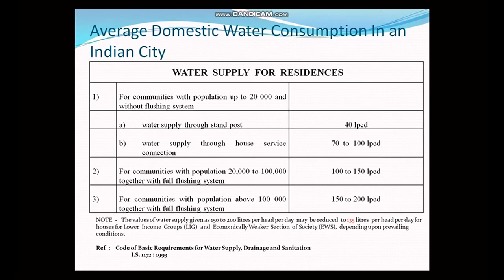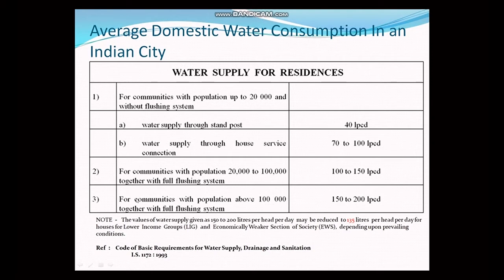The following table deals with the average domestic water consumption per head in an Indian city based on the total number of population. The first one is for communities with population up to 20,000 and without flushing system, and it can be categorized into two parts. The first is where water is supplied through stand post, and in this case the required amount of water supply is 40 LPCD. The second is where water is supplied through house service connections, and in this case around 70 to 100 LPCD of water is required.